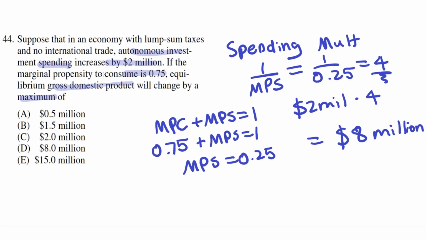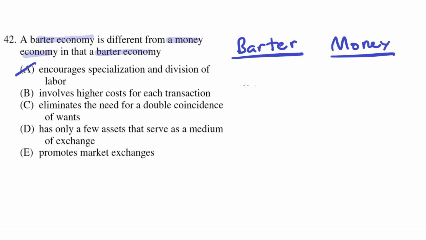C eliminates the need for a double coincidence of wants. This is incorrect because a barter economy always has a double coincidence of wants. After autonomous investment spending increases by 2 million, given that the marginal propensity to consume is 0.75, equilibrium gross domestic product will change by a maximum of 8 million. Double coincidence of wants is where both sides of the trading in a barter economy must want what the other side has. So like if a farmer has a chicken and the other trader has a tool, then the farmer must want that tool, and the toolsmith must want that chicken. So that's double coincidence of wants, and that is typical in a barter economy. So a barter economy does not eliminate that need, it has that need.